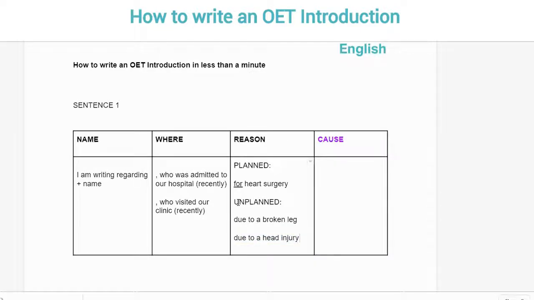Now, sometimes you know the cause of, for example, the surgery. Sometimes you know the cause of, for example, the broken leg or the head injury, right? So let's start with a broken leg. Jancy, what causes a broken leg? Following a fall. Yeah, and you've put in following.